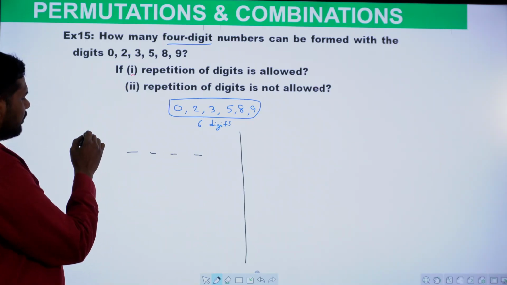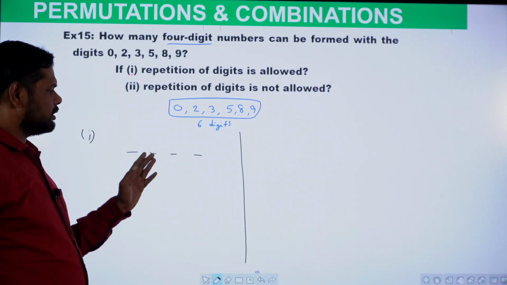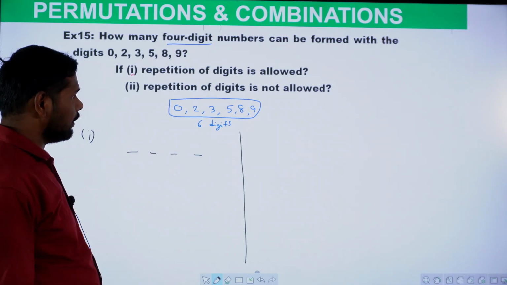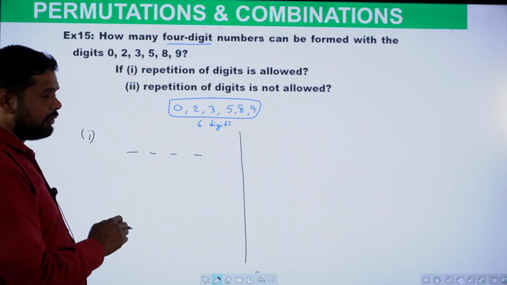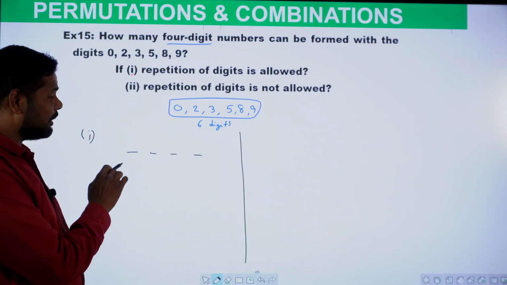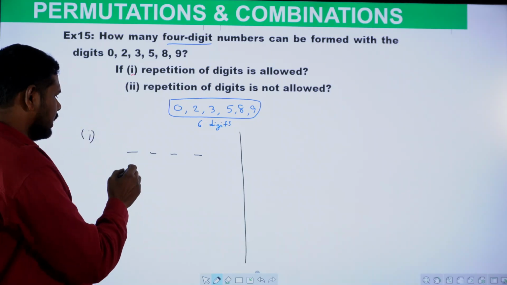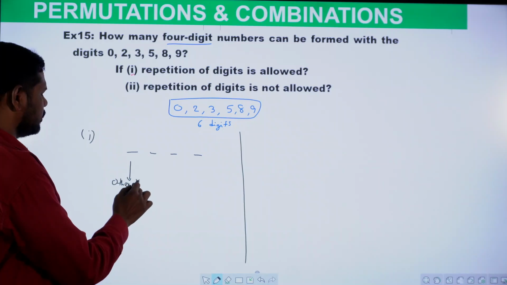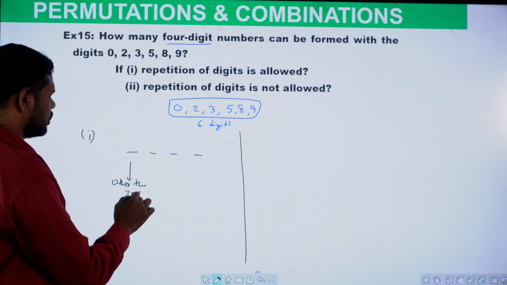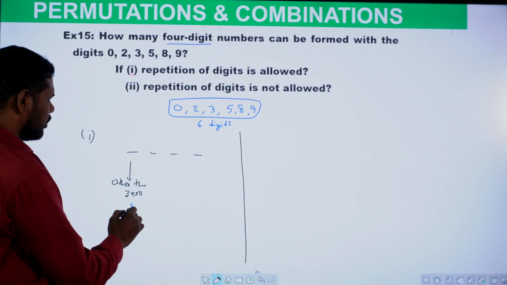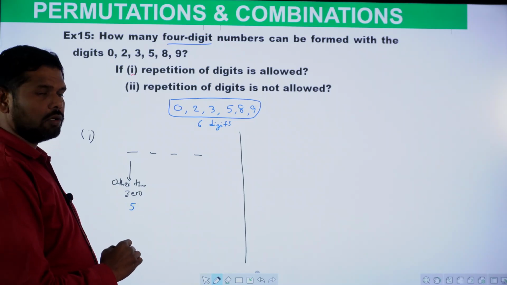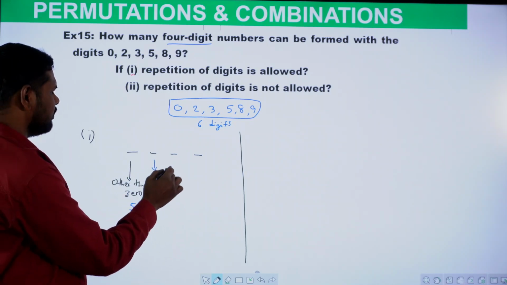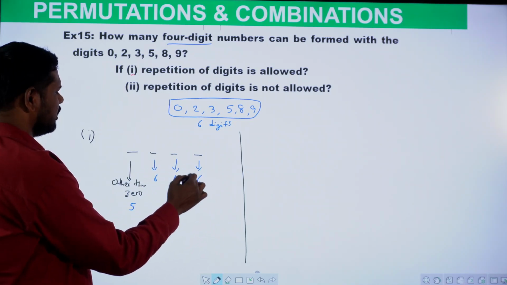First case: if repetition of digits is allowed, in general we go for 6 into 6 into 6 into 6. But observe here, 0 is in the given digits. If the number starts with 0, then it becomes a 3 digit number. That's why at the first place we choose other than 0, so any one of the remaining 5. For the remaining places, any one of the 6 digits, no problem. Then it becomes a 4 digit number.